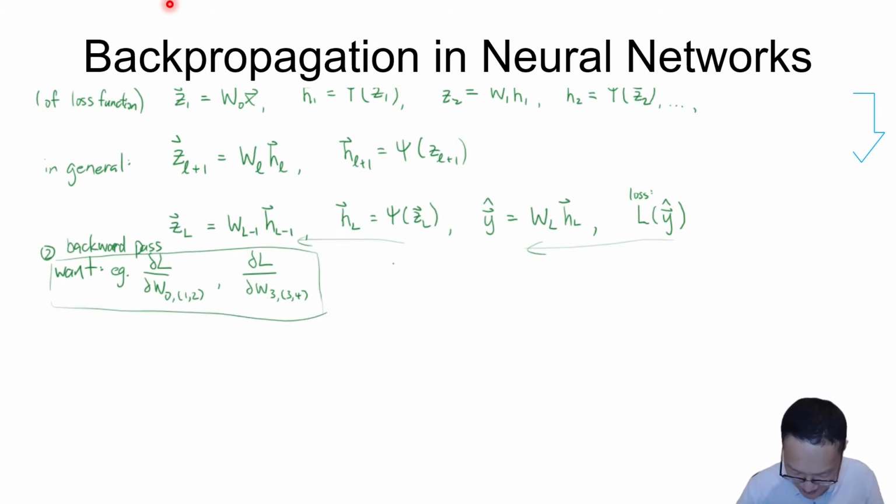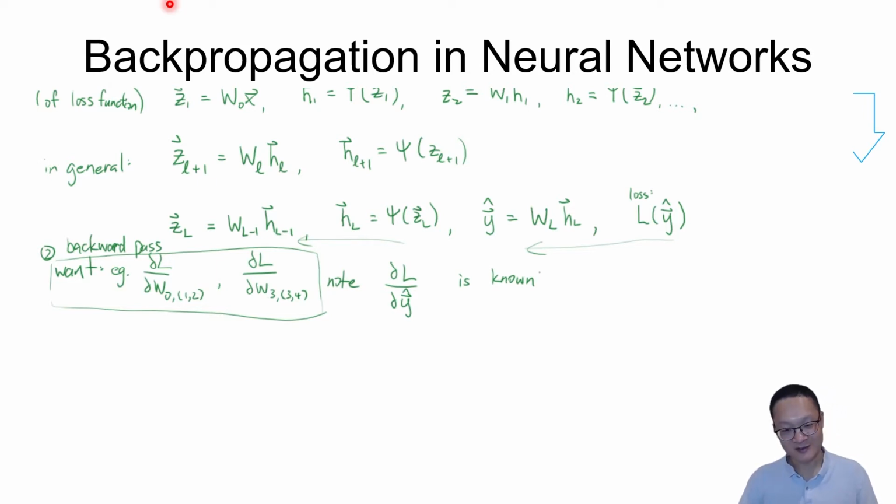So the first step is going to be partial L. One thing to note is that partial L, partial Y hat is known, because we choose the loss function. So we should know what the gradient of the loss function with respect to the output should be. So that's known, and we don't need to do that. Let's do the next one.